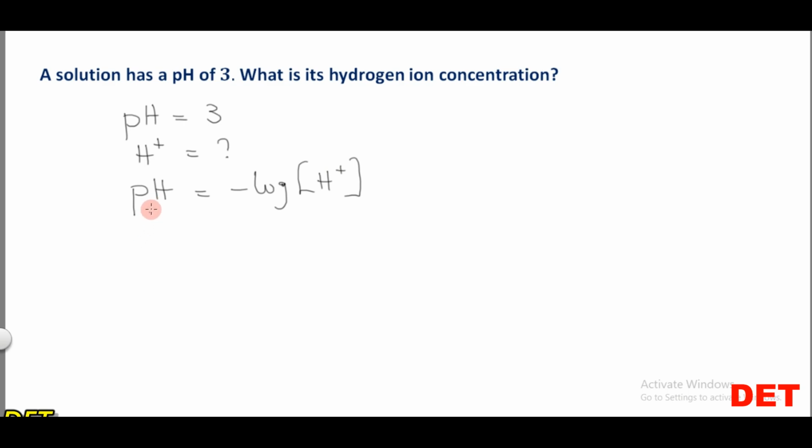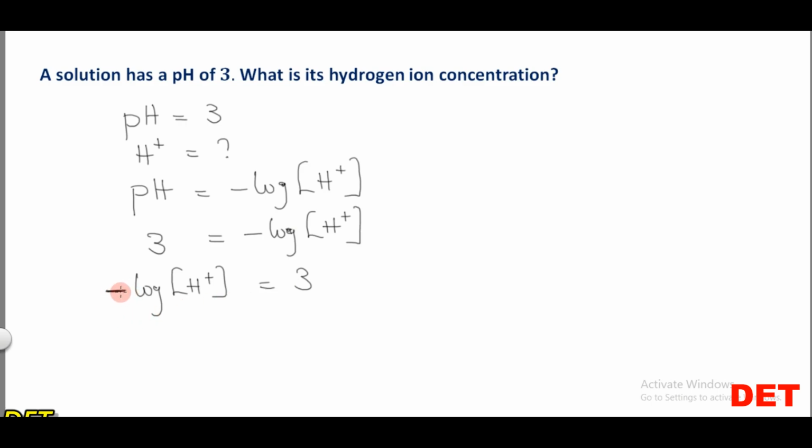Alright, so we are given the pH of the solution to be 3. So my pH, which is 3, is equal to the negative logarithm of the hydrogen ion concentration. I can rearrange this and write negative logarithm to base 10 of the hydrogen ion concentration is equal to 3. So what I have here and what I have here are the same. The next thing I'm going to do is to eradicate this minus sign.